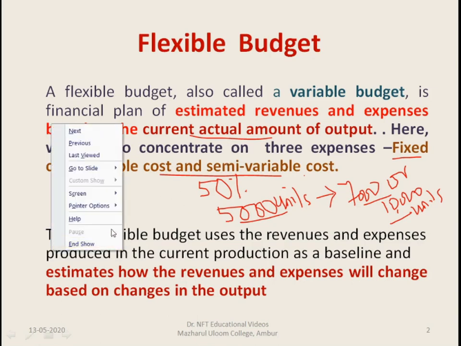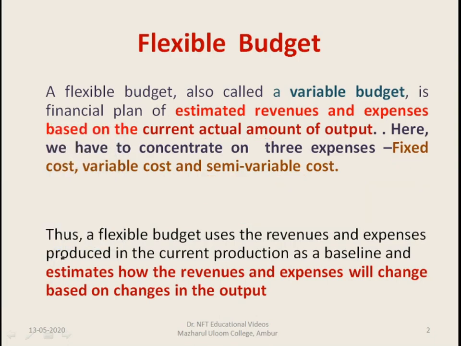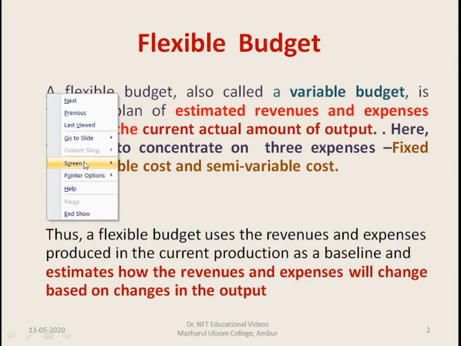Thus, a flexible budget uses the revenues and expenses produced in the current production as a baseline and estimates how revenues and expenses will change based on the changes in the output. As I told you in the example, for 5,000 units the cost will be different, and for 7,000 or 10,000 units the cost will be different. So, the level of change is known through the flexible budget.